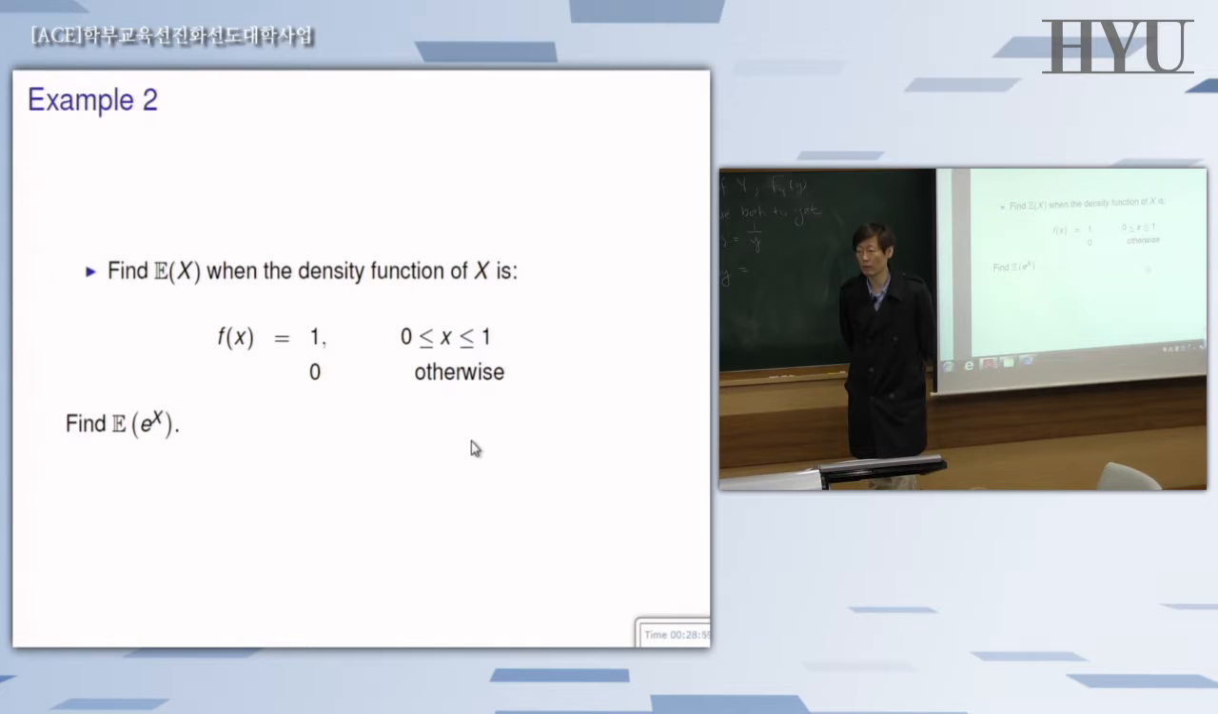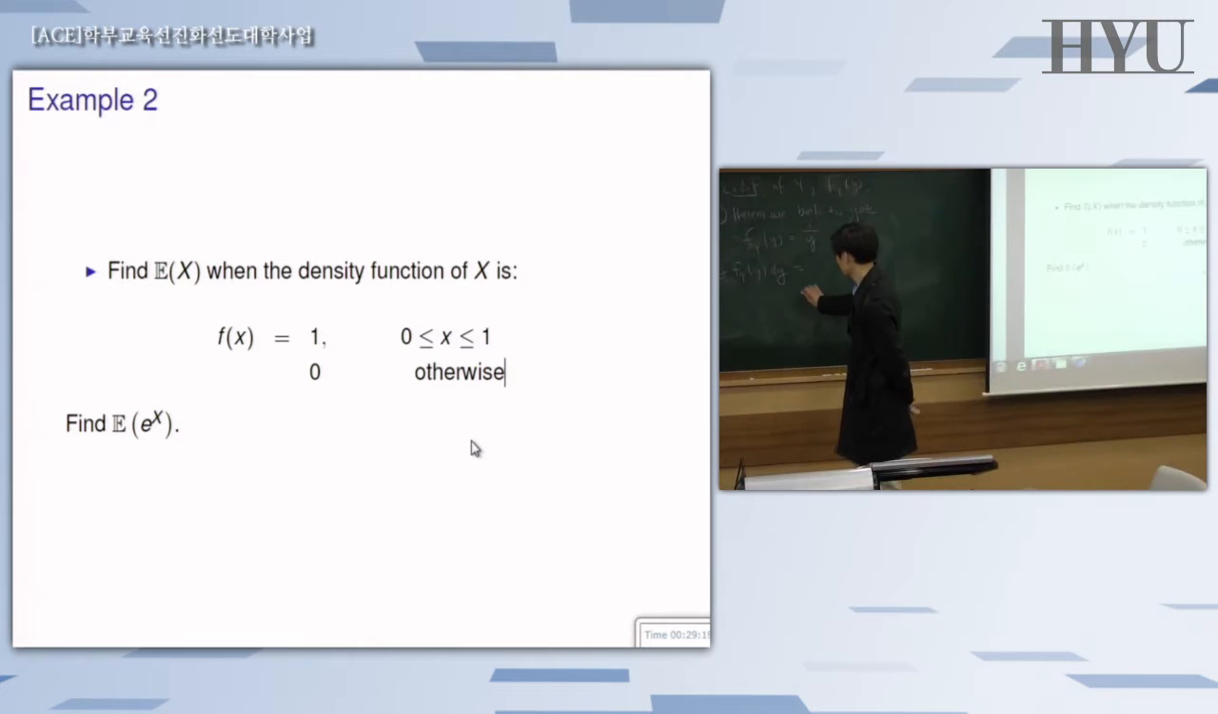Anyone? Where does this y run? From where to where? So y is e to the x, where x is running between 0 and 1. The range of y is e to the 0 to e to the 1.